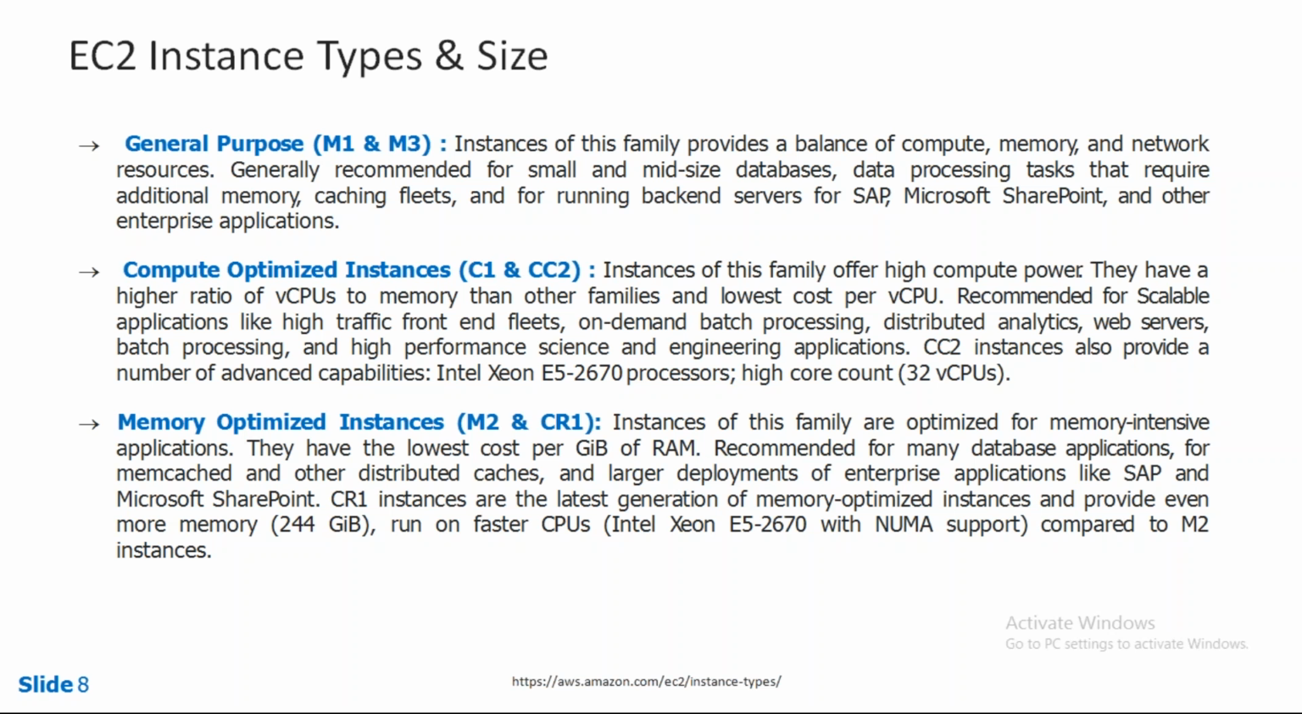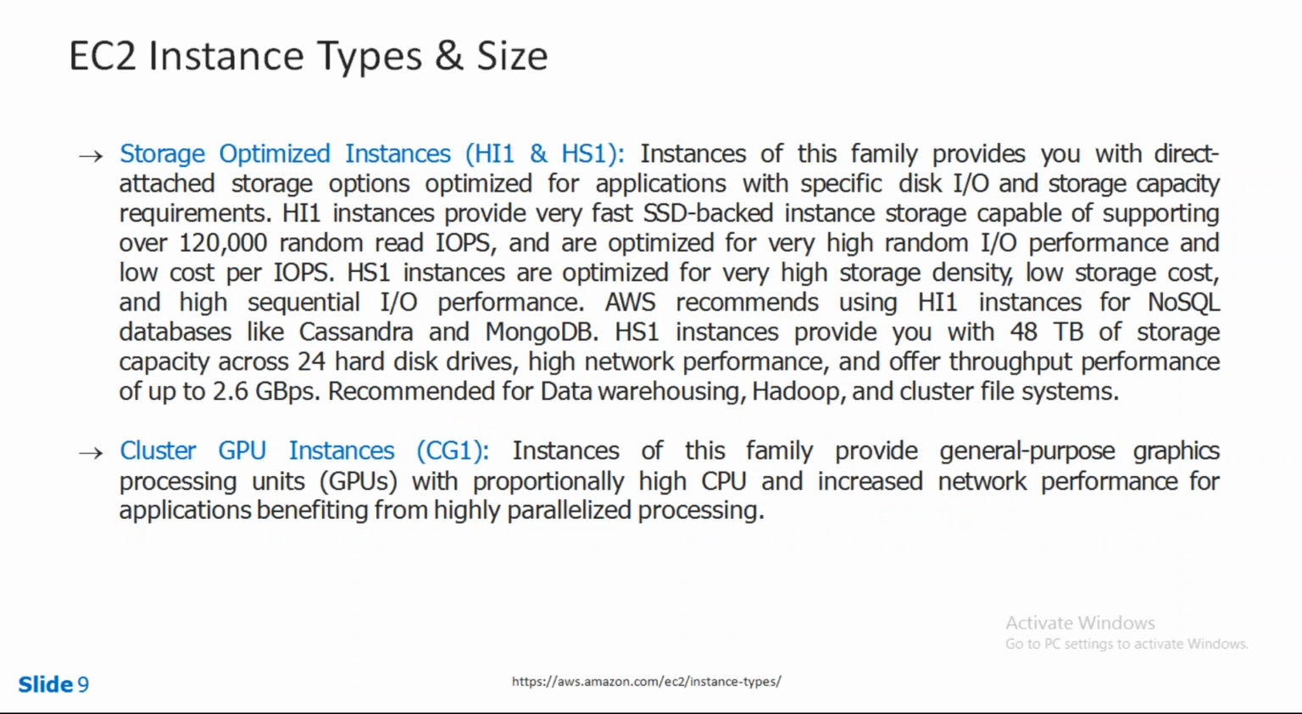We do have such an option in AWS. Run on faster CPUs. So this is what the capacity of memory optimized instances. Okay, Intel Xeon E5-2670 with NUMA support compared to M2 instances. Then EC2 instance types and size.